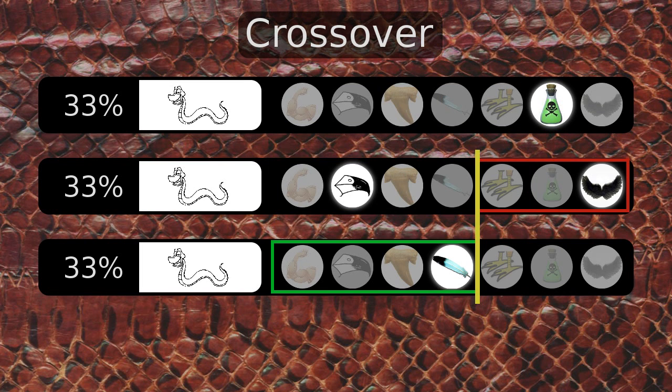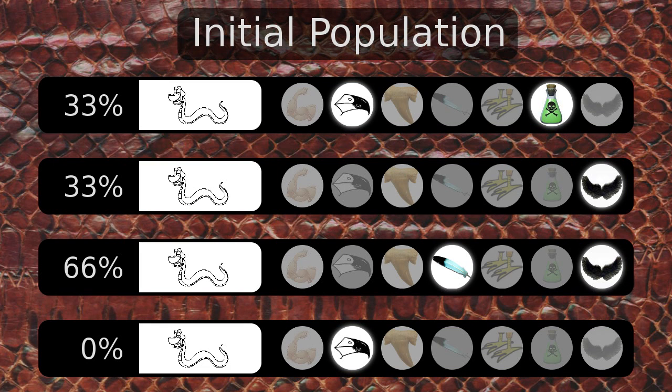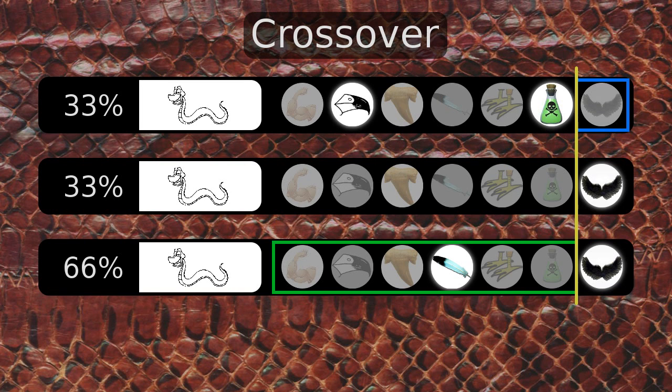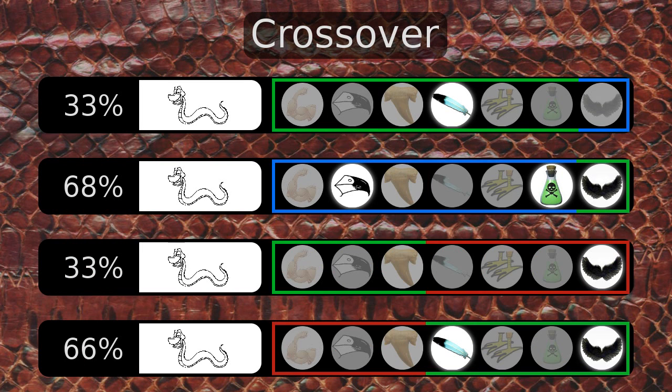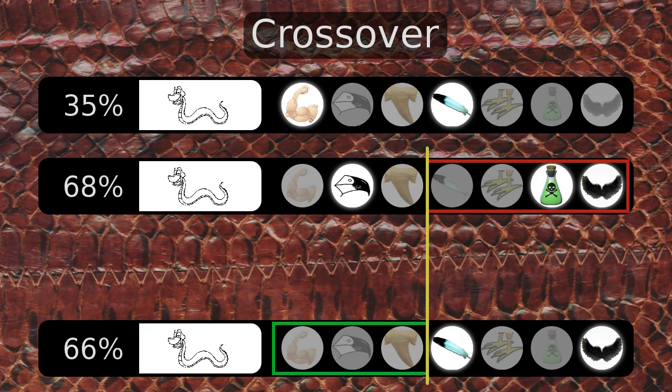The children snakes that are reproduced have some of the traits from each parent. After the first round of the algorithm, we have a snake with a fitness of 66%. Next group's fitnesses have increased, but we still don't have the three traits we're looking for. After one more run, we finally have a snake that meets all our criteria.